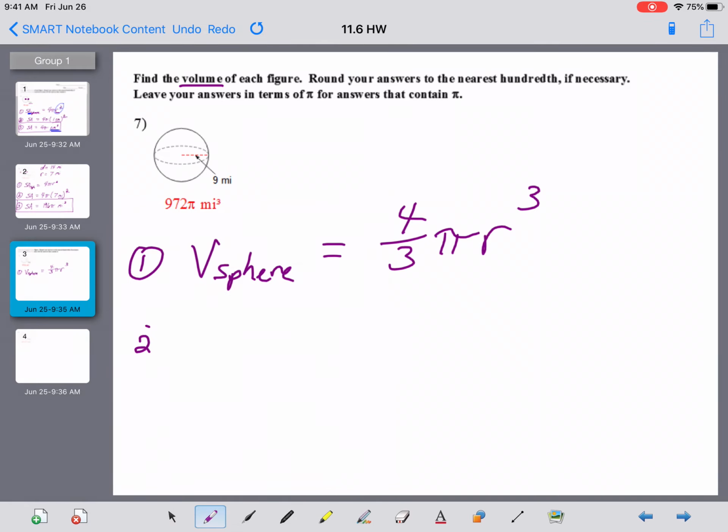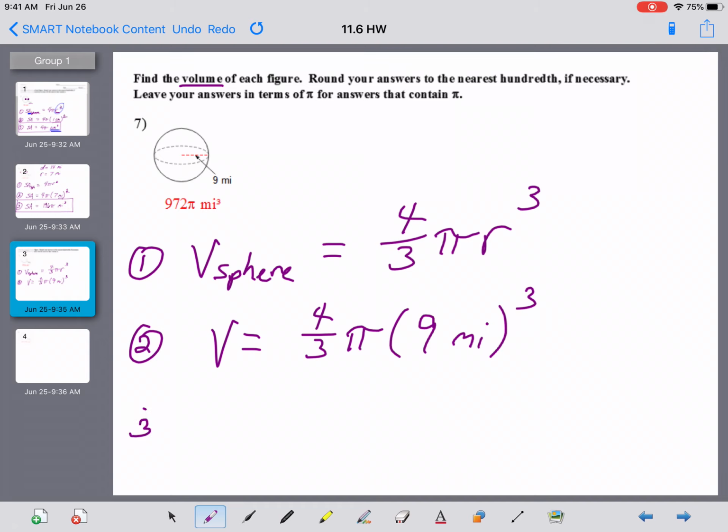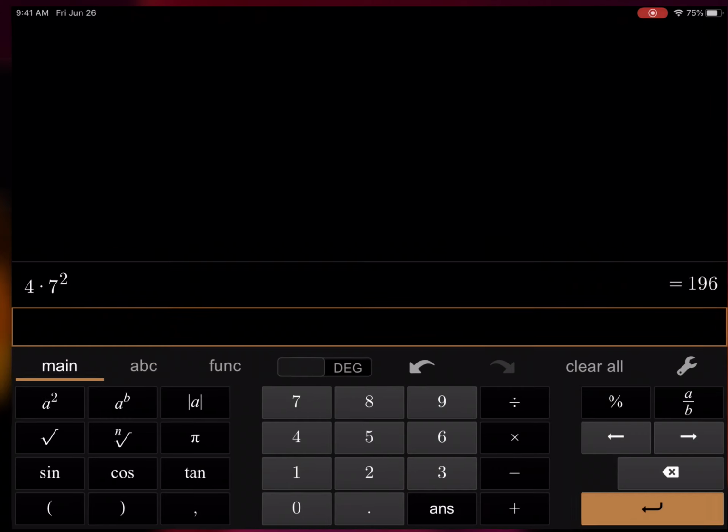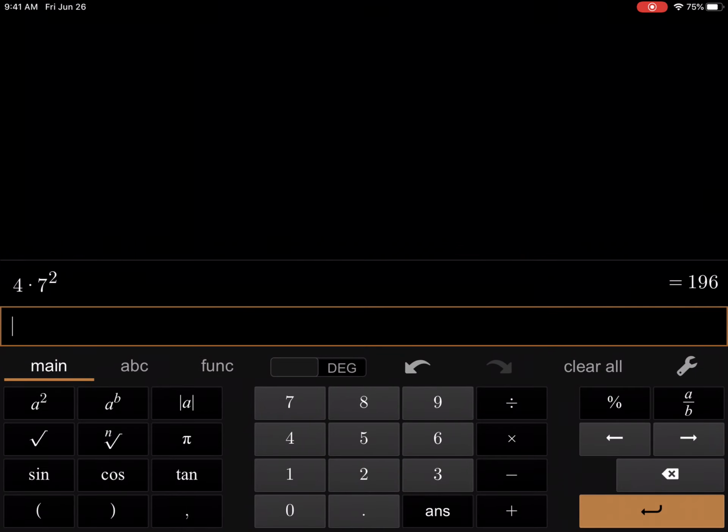Let's fill in what we know in step 2. Volume now is going to equal 4/3 times pi times the radius, which was given to us as 9 miles, and that radius is going to get cubed. And I would think that just about all of us right now would go to our calculators. Again, I'm going to leave out the pi and just do 4/3 times 9 cubed.